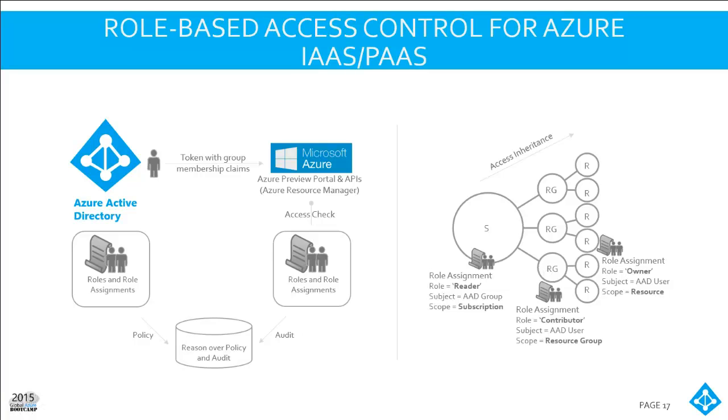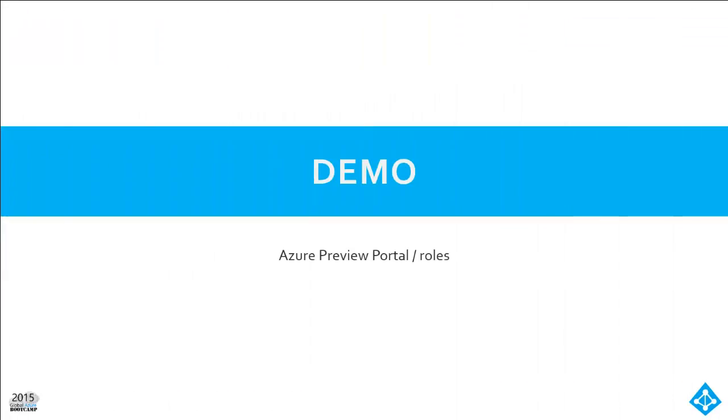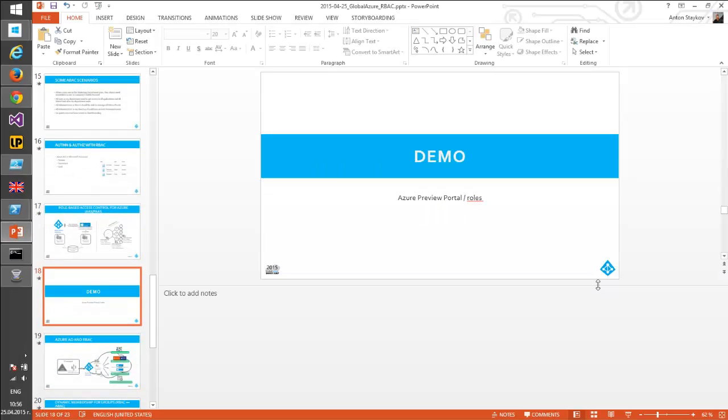And then, of course, we can grant fine permissions to only a specific resource or only a specific VM. Now, let's see a demo with the Azure Preview Portal and how we manage the access control to that Preview Portal.